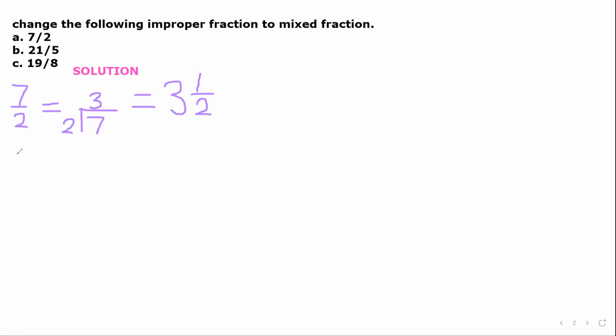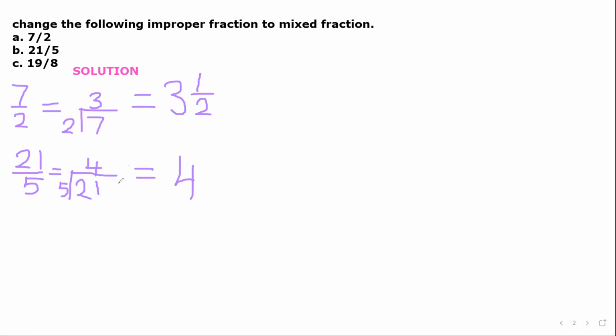When you take 21 over 5, you do your divisions here. The 21, which is the numerator, will be in the box. The 5 will be outside. 5 times what is closer to 21? 5 times 4 will give you 20, which means that our whole number here is 4.